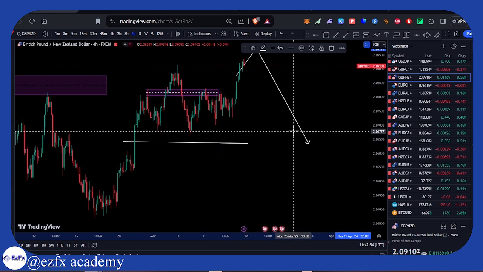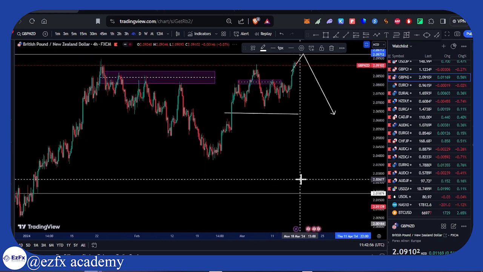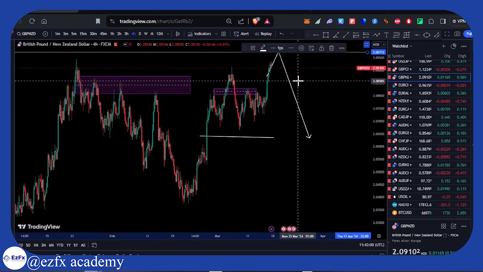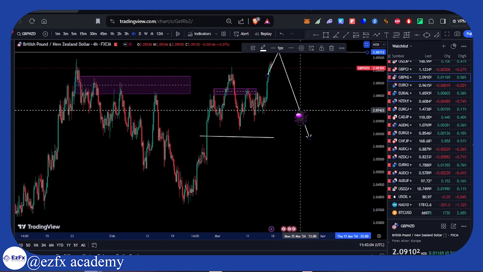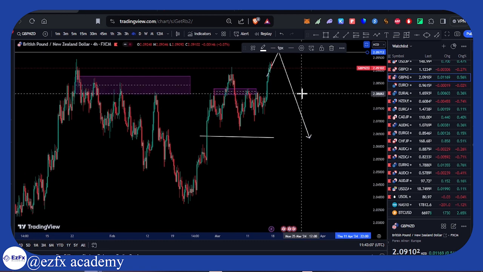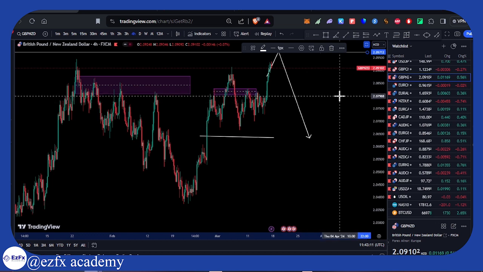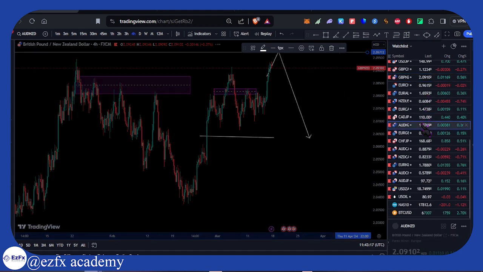Price looks to be going towards the upside, so I'm going to be watchful for price to come up into that point, as I said earlier, 2.09712, and then we get to see a bearish reaction from there on GBP/NZD. So on GBP/NZD, I'm watching out for a sell. Next up, last for the night, we'll be looking at AUD/NZD.